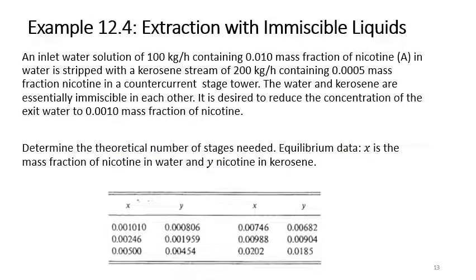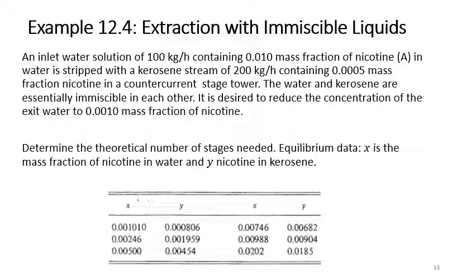So let's do an example for extraction with immiscible liquid. In this example, an inlet water solution of 100 kg per hour containing 0.01 mass fraction of nicotine in water is stripped with a kerosene stream of 200 kg per hour containing 0.0005 mass fraction nicotine in a countercurrent stage tower. The water and kerosene are essentially immiscible. It is desired to reduce the concentration of the exit water to 0.0010 mass fraction of nicotine. So you are asked to determine the theoretical number of stages needed.